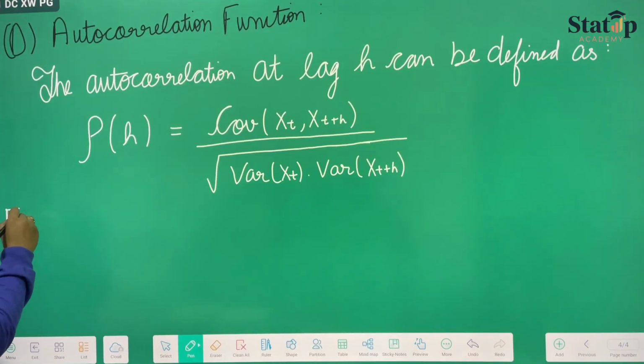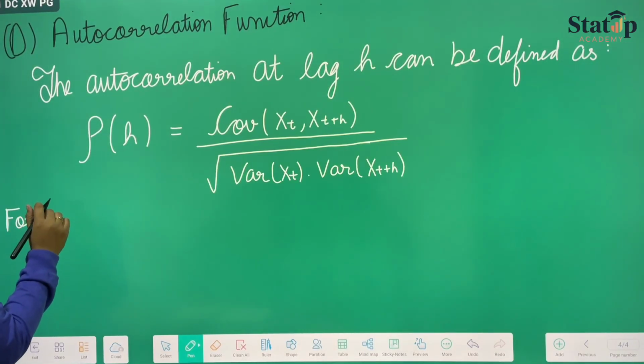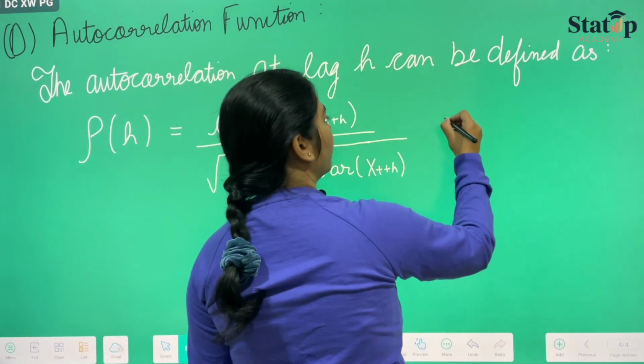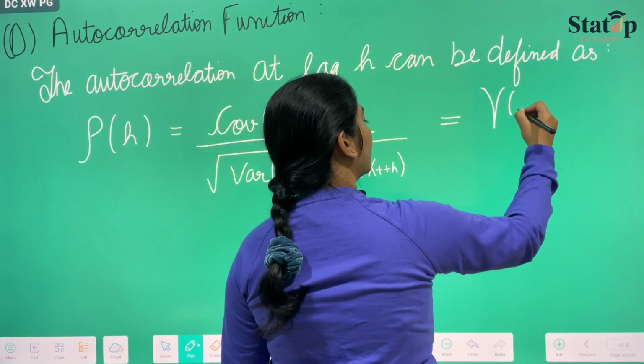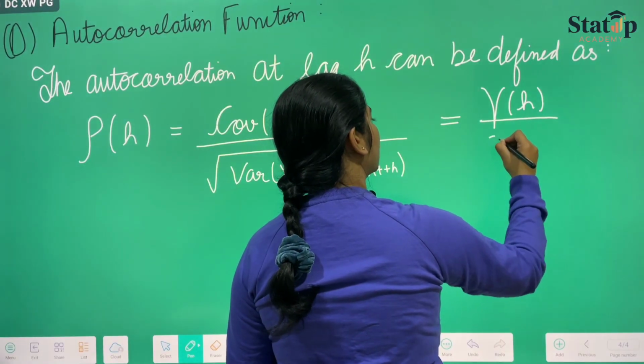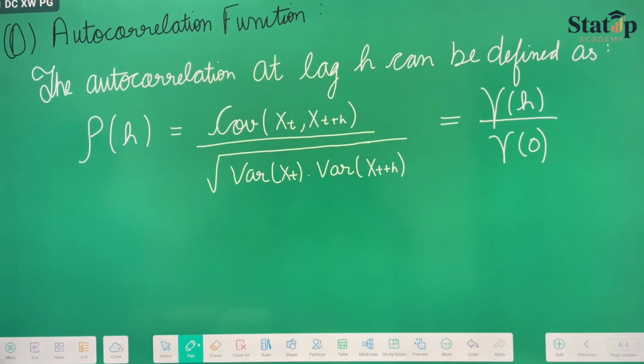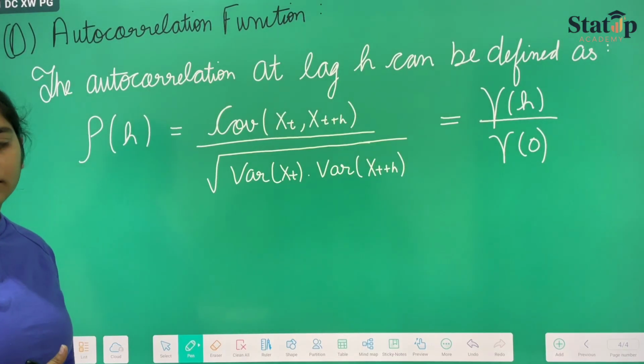This can be further written as autocovariance gamma h upon gamma naught. This is the formula for our autocorrelation function, where the autocorrelation function is nothing but the division of autocovariance at lag h upon autocovariance at lag 0.